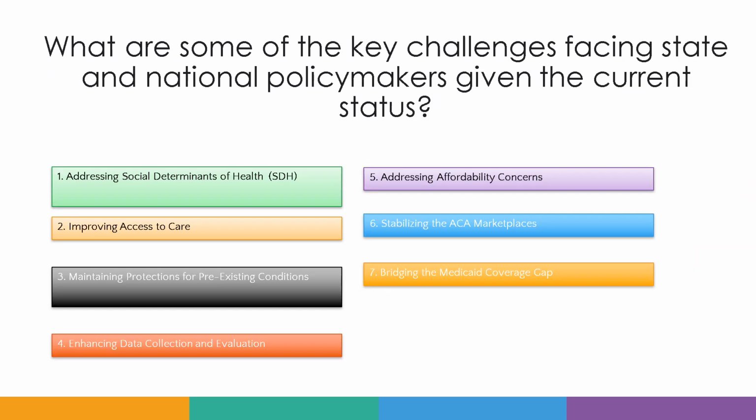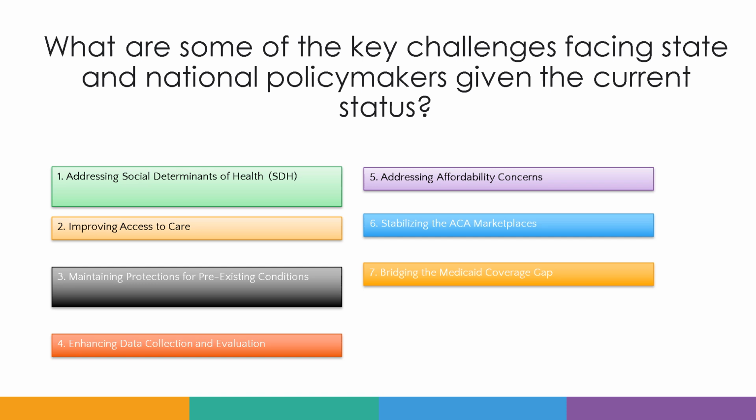Now, let's look at some of the key challenges facing states and national policymakers given the current ACA status. Policymakers are increasingly recognizing the significant impact of social determinants of health, such as socio-economic status, education, and environmental factors on individuals and population health. They must address issues like provider shortages, geographic disparities in healthcare access, and the integration of telehealth services to ensure that individuals can receive the care they need.